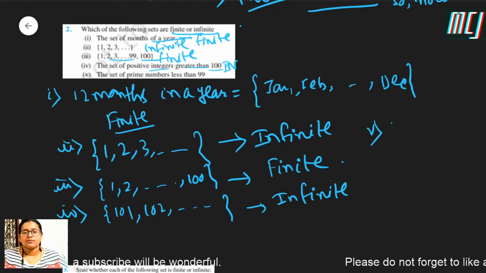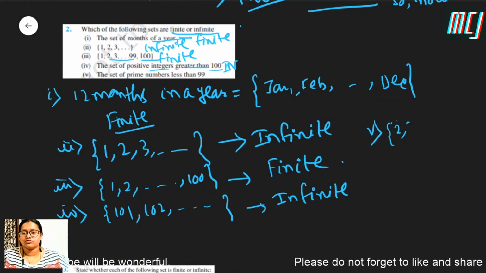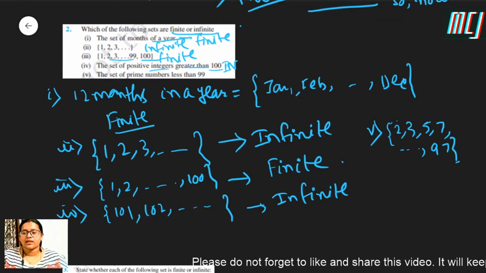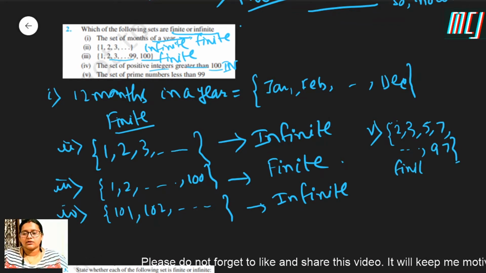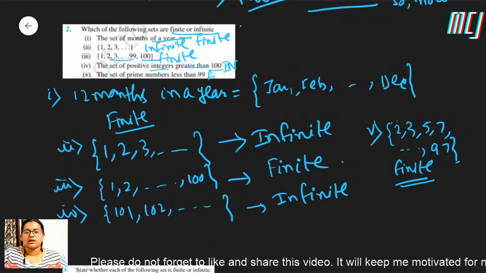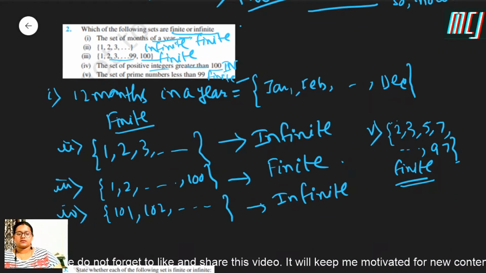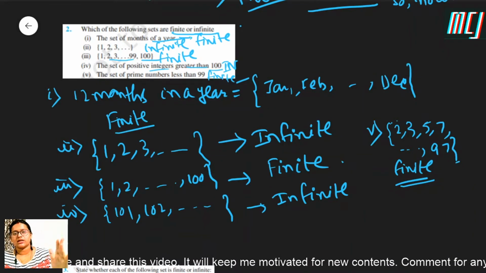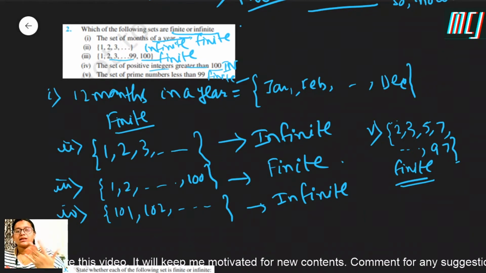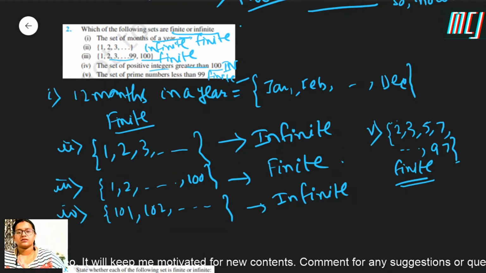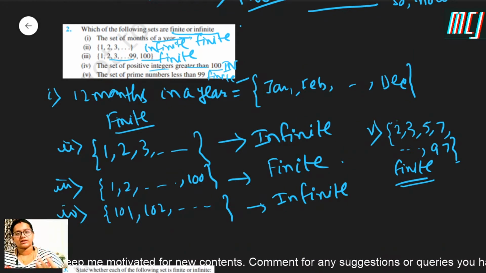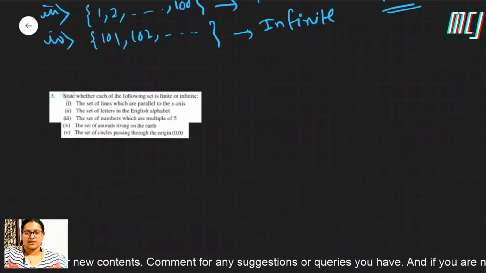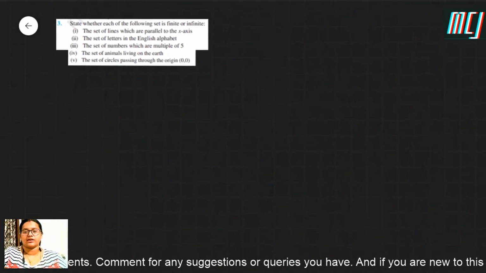Now question number 5. Here it is telling prime numbers less than 90. So we know 2, 3, 5, 7 and so on. The last is 89. So it is also finite. We can calculate. It is countable basically. So we can calculate how many numbers are there. So this is finite. Basically we need to check whether we have an initial point and a final point. If we know both, then it is finite. If the last number is not known, whatever the last object is not known, that means this will be infinite. I hope it's clear.